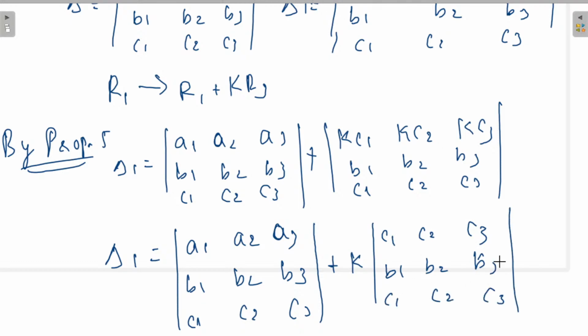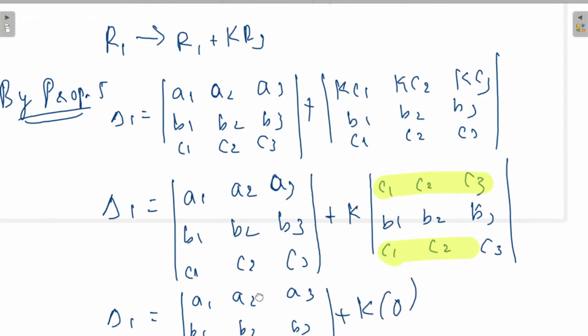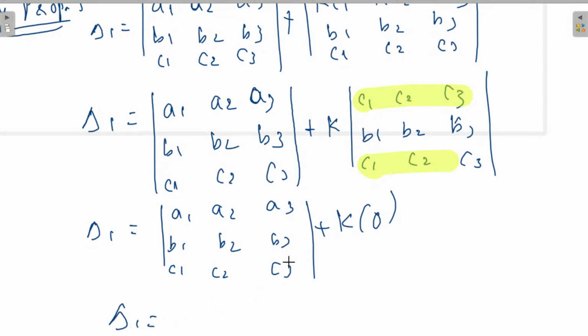Now which property is applied here? Anyone can say it. Property number 3 is applied, because two rows of the determinant are the same, so the value of the determinant is 0. So I write the determinant a1, a2, a3, b1, b2, b3, c1, c2, c3 plus k into 0. Anything multiplied with 0 is 0. So delta 1 equals a1, a2, a3, b1, b2, b3, c1, c2, c3, which is again equal to delta.